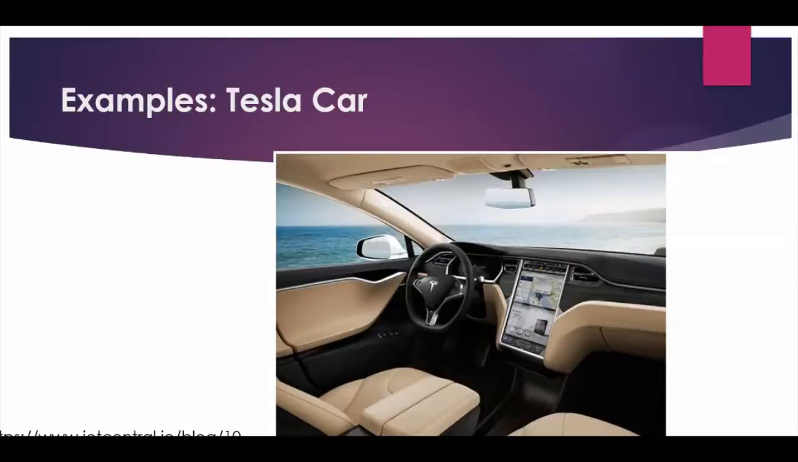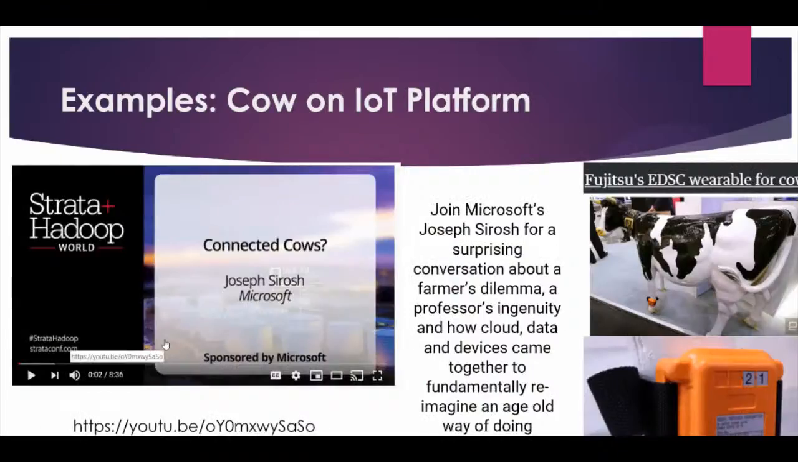This is the example of connected cows. This is a very nice example. Fujitsu has developed this device that is known as EDSC, a stress detection system for cattle. That is a wearable for cows, horses, and any other animal, any other cattle. So what is the farmer's dilemma?